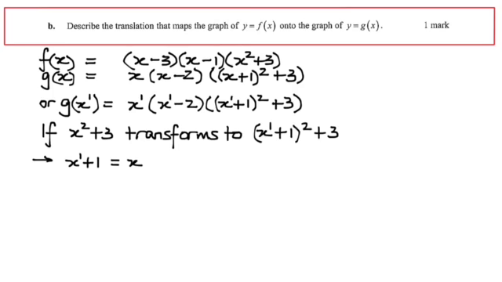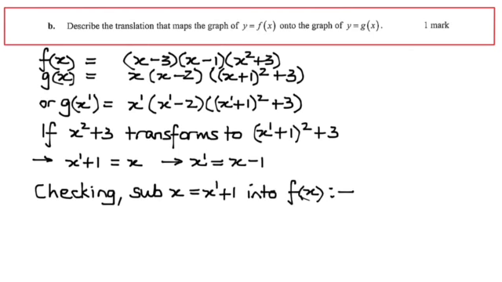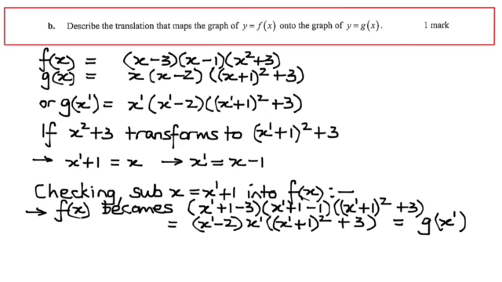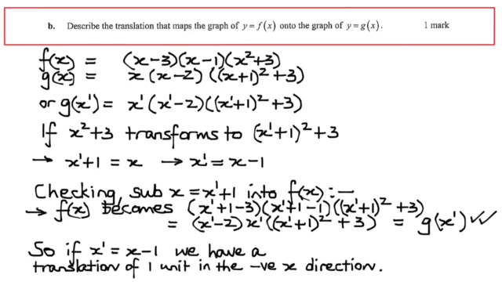Where I'm saying that x prime plus 1 is equivalent to x, and therefore x prime is x minus 1, and that's basically the nub of it, guys, okay? We're going 1 unit to the left, so therefore if we substitute, checking that I've got that for the rest of it, f of x becomes that thing there, which is what I was explaining to you, and that looks right. Okay, so therefore we're right, and we can say that if x prime equals x minus 1, we have a translation of 1 unit in the negative x direction.